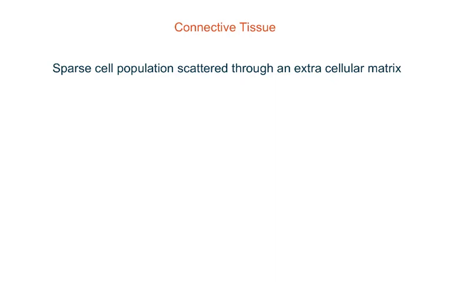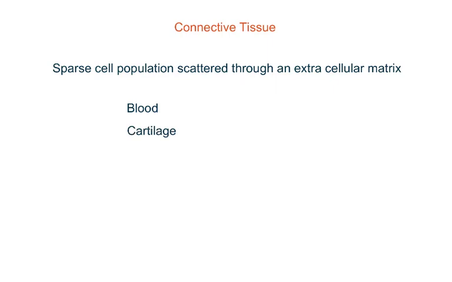So let me give you some examples. Blood is one example, right? There are red blood cells and white blood cells, and they are all floating in plasma, which is essentially water, right? So in this case, the extracellular matrix would be water or blood plasma. All right, so that's one example.